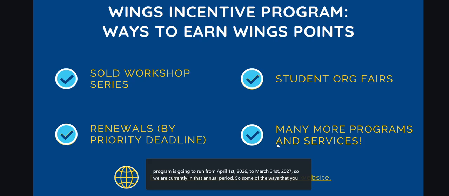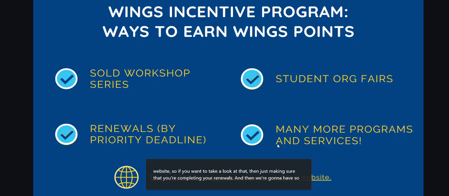So some of the ways that you all can make sure that you're earning some of those Wings points will include attending a SOUL workshop series. We do know that they have all ended for the semester, but they will start back in the fall. Participating in the student org fair, so that is having a table with at least 2 people at that table. Completing your renewals by that priority deadline. That deadline has already been posted onto our website. So if you want to take a look at that, then just making sure that you're completing your renewals.